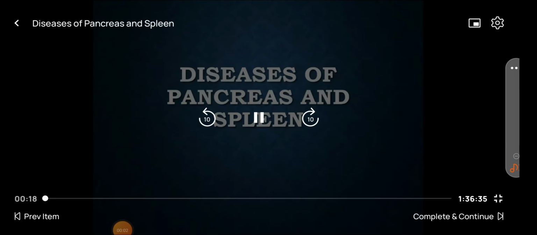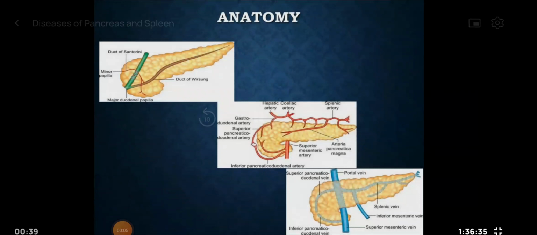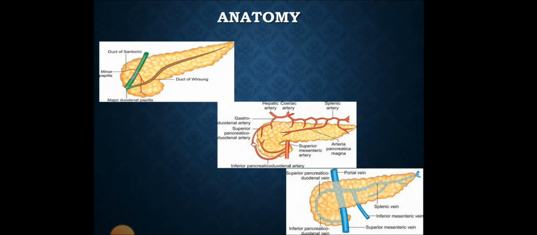Pancreas and spleen. First, we will start with the pancreas. It lies posterior to the stomach and is separated from it by the lesser sac. When we consider the parts of the pancreas, it is divided into head, neck, body, and tail. The head lies in the concavity of the duodenum, and the tail reaches the hilum of the spleen. That is how it is placed.